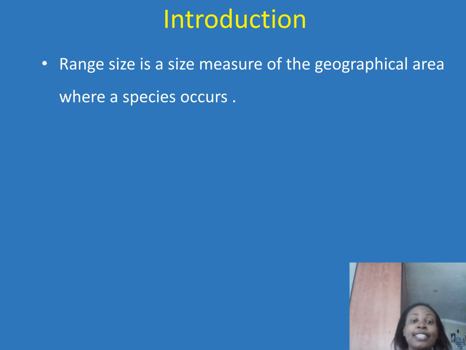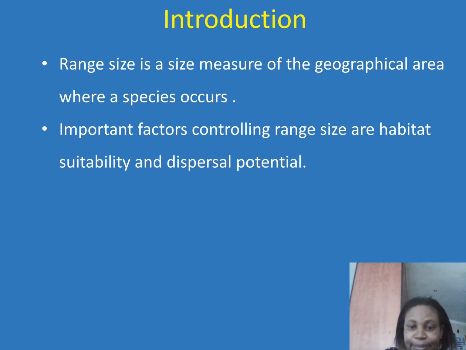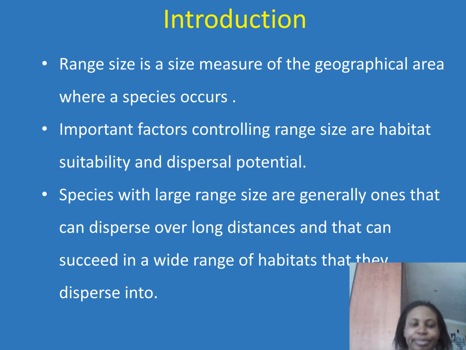Introduction. Range size is a measure of the geographical area where a species occurs. Important factors controlling range sizes are habitat suitability and dispersal potential. Species with large range size are generalists that can disperse over long distances and that can succeed in a wide range of habitats that they disperse into.